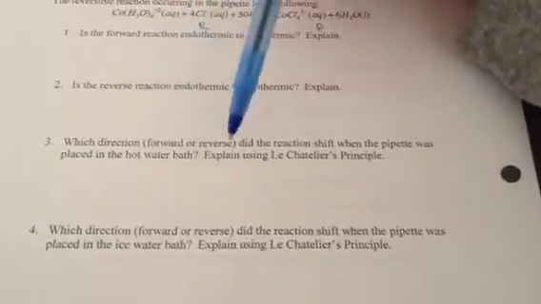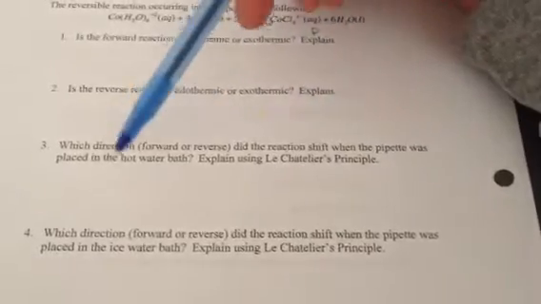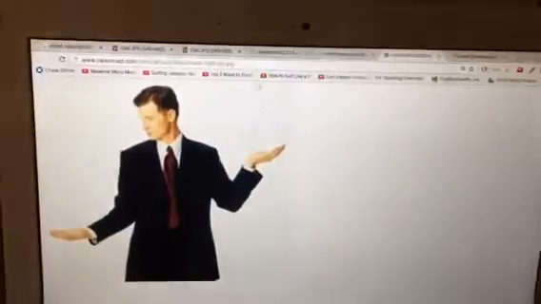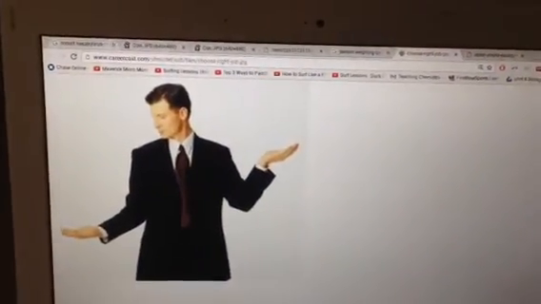Which direction, forward or reverse, did the reaction shift when the pipette was placed in a hot water bath? Explain using Le Chatelier's principle. Okay, so essentially, I'm going to go back to the reaction, what happened here. So here's what happened generally.